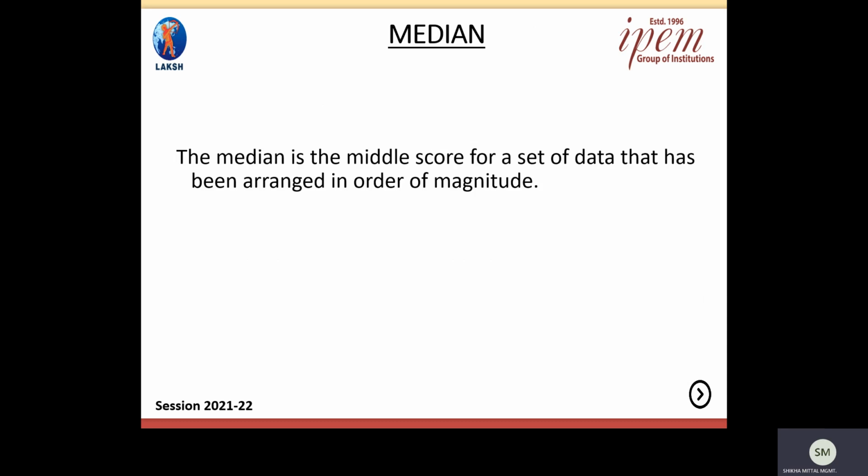Second is median. If we have so many objects and we have to find the exact middle value of the series, then it is known as the median. So median is the middle score for a set of data that has been arranged in order of magnitude.